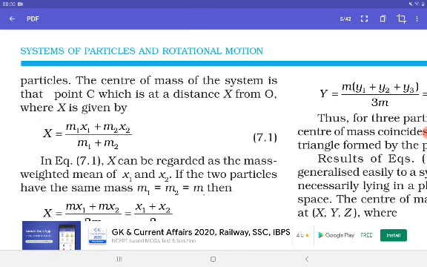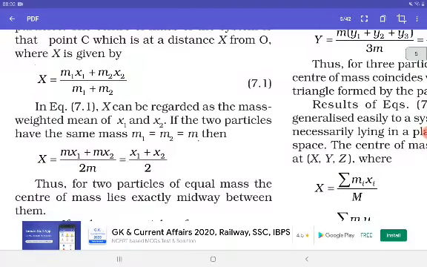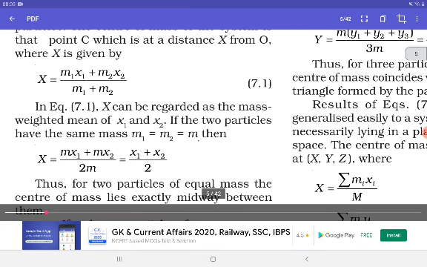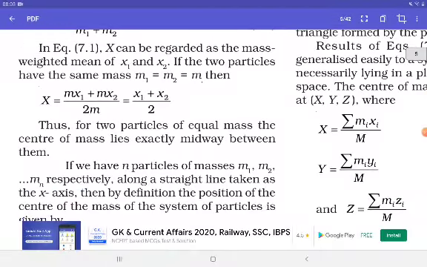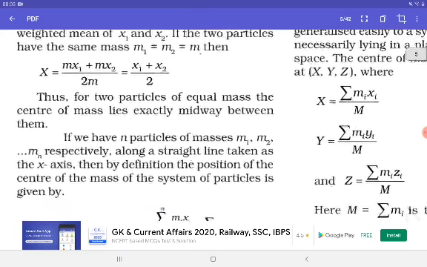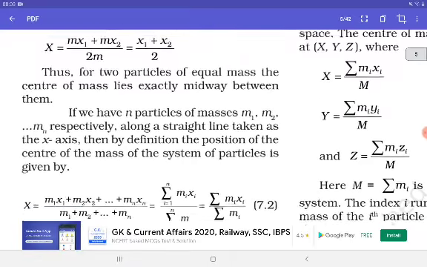In equation 7.1, x can be regarded as the mass weighted mean of x1 and x2. If the two particles have the same mass, m1 = m2 = m, then x = (m x1 + m x2) / 2m = (x1 + x2) / 2. Thus, for two particles of equal mass, the center of mass lies exactly midway between them.